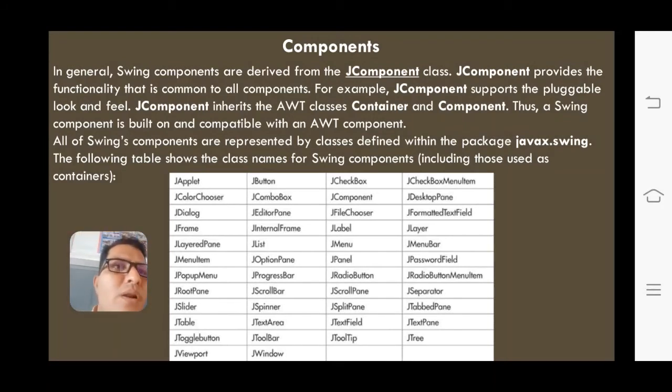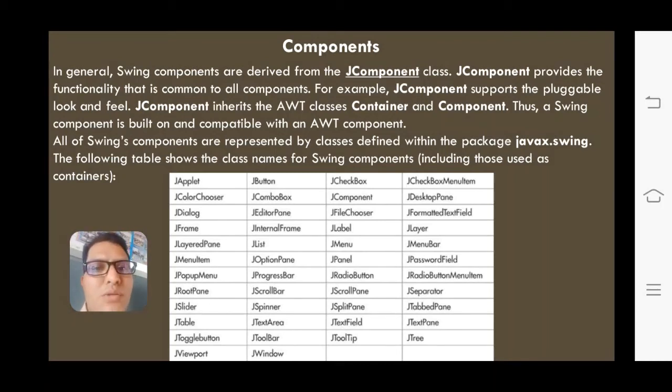For example, JComponent supports pluggable look and feel, as we have already discussed. JComponent inherits the AWT classes Container and Component. It also inherits the features of the AWT classes, components and containers. Thus, a Swing component is built on and compatible with an AWT component.